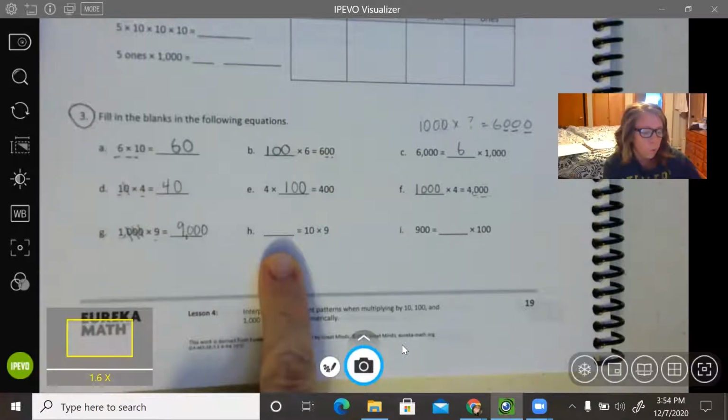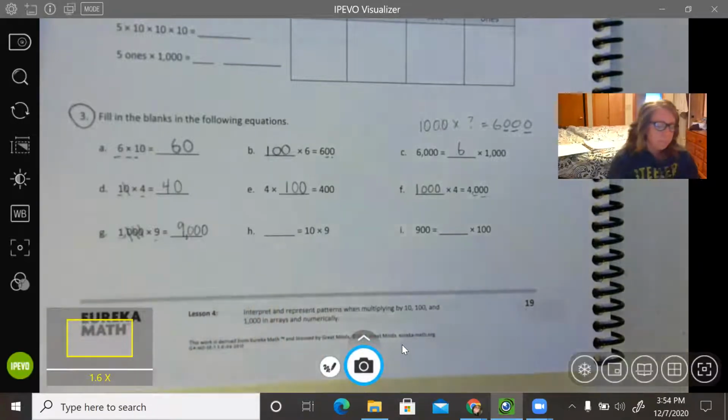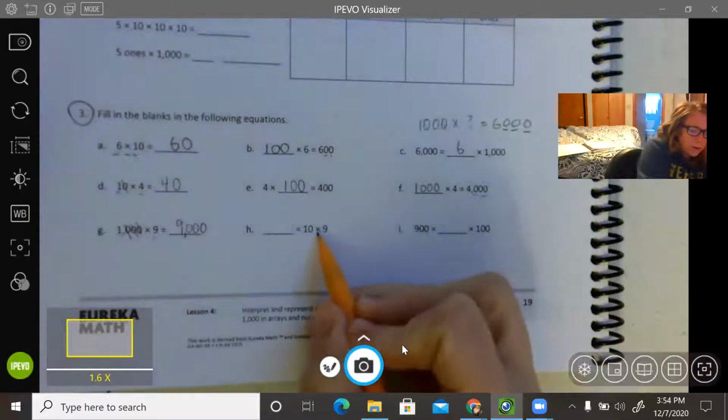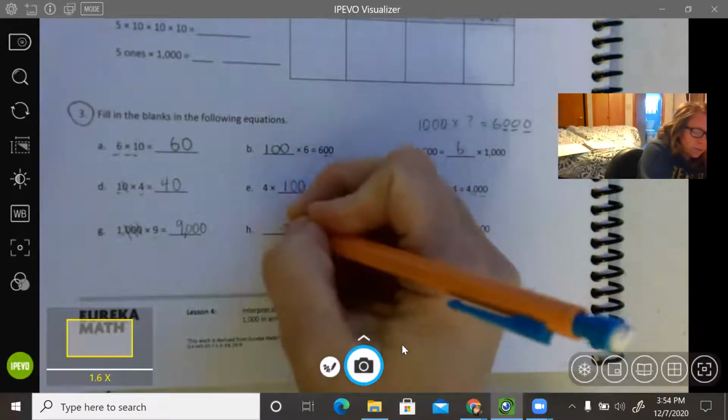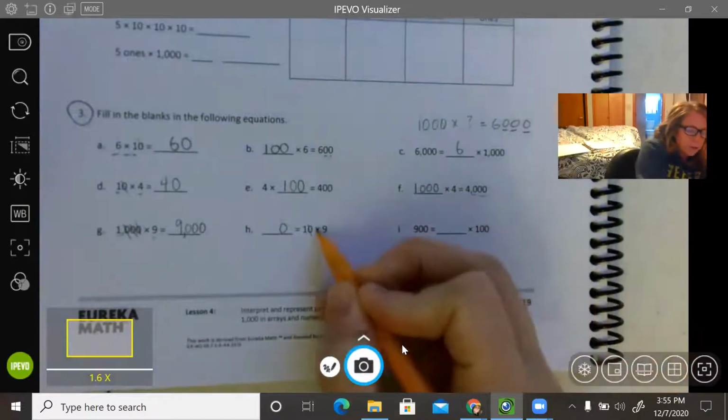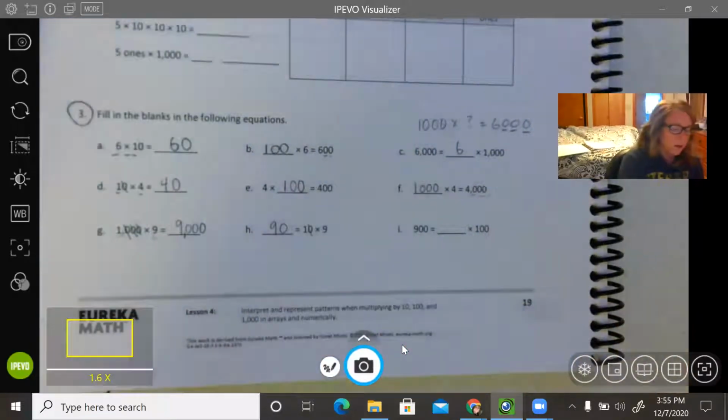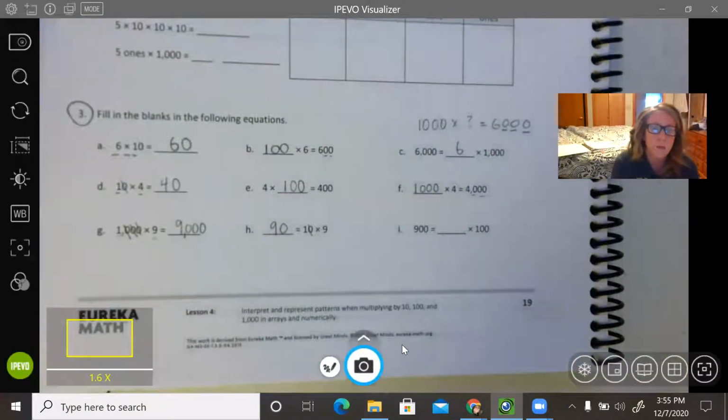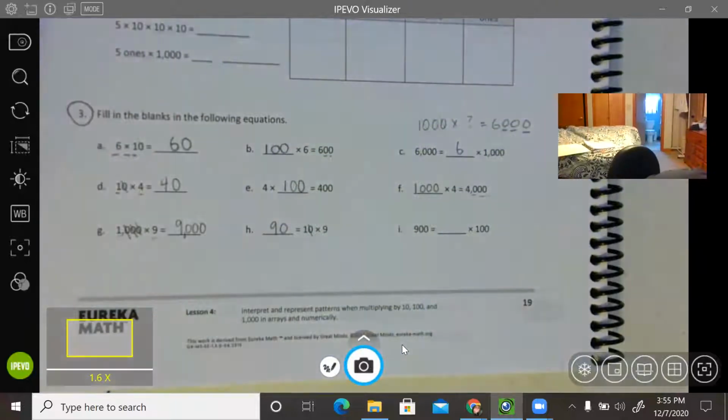Letter H, what equals 10 times 9? I'm going to work backwards. 9 times 10, take off my 0, put it in my answer. 9 times 1 equals 9. So 90 equals 10 times 9.